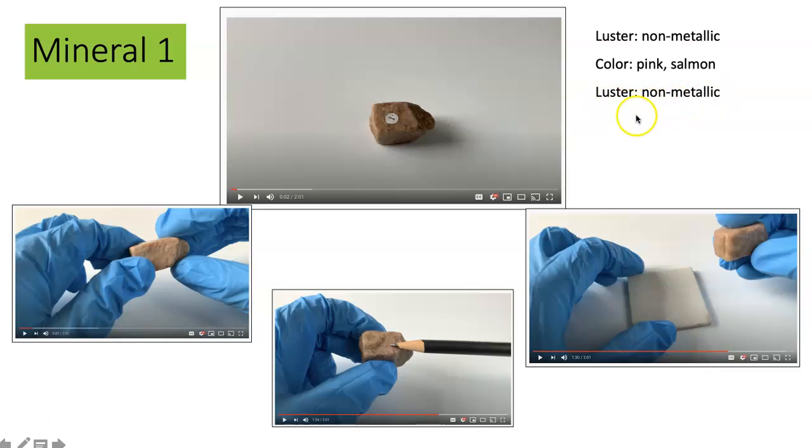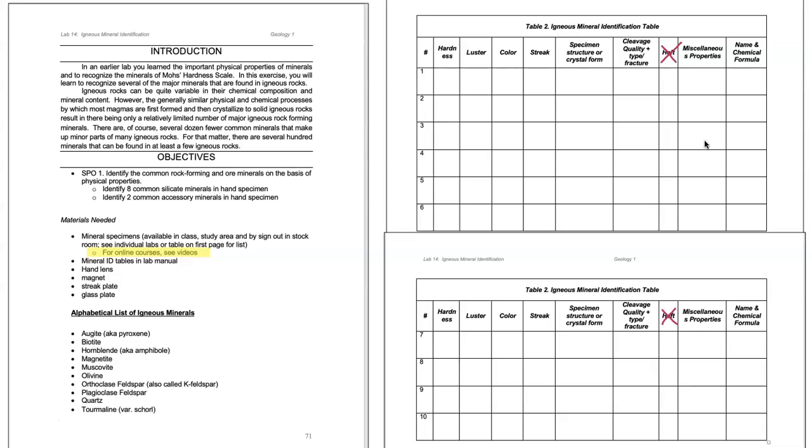Sorry, I have luster in there twice. So you have to realize this is not metallic, and you have to realize this is sort of a pink or a salmon color. So not everything is going to be spoken in the video. Some of it you have to see and you have to realize. So then you're going to put that information for number 1 in here and eventually figure out what the name of that mineral is. And you're going to do it for all 10 minerals.